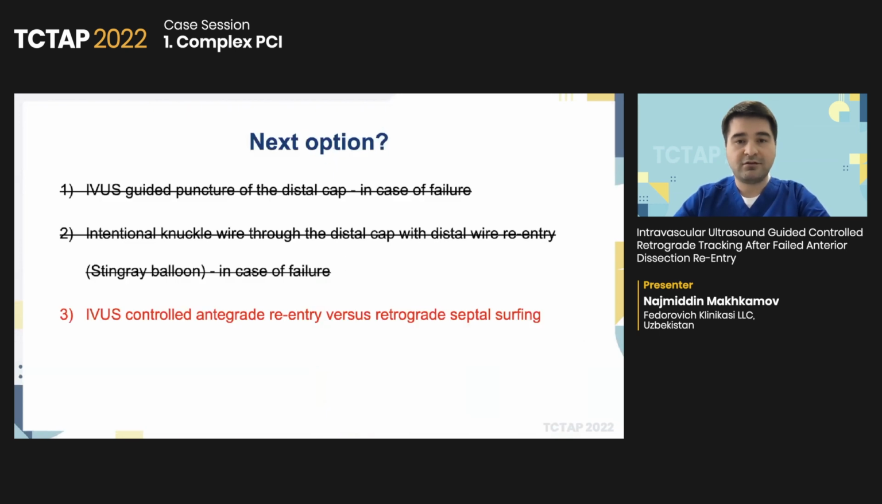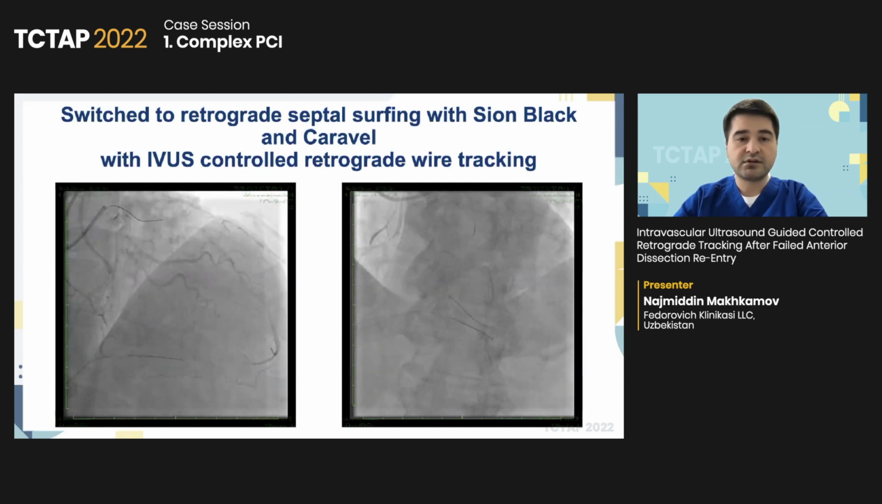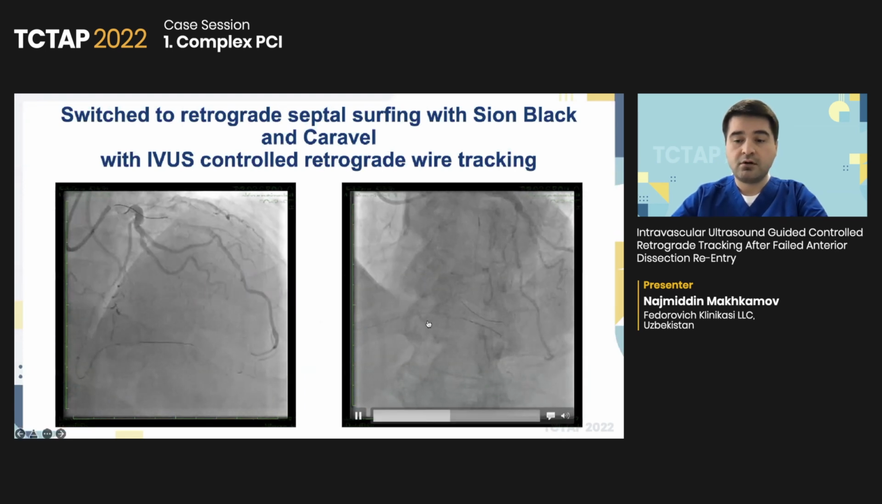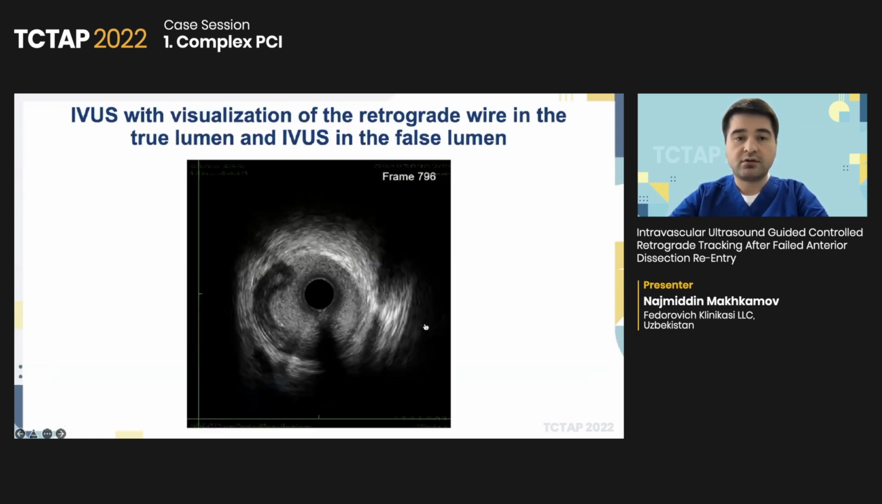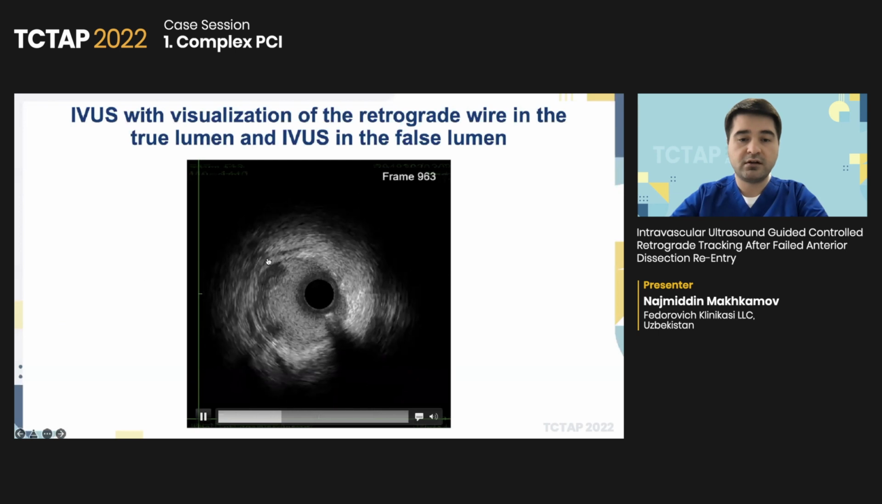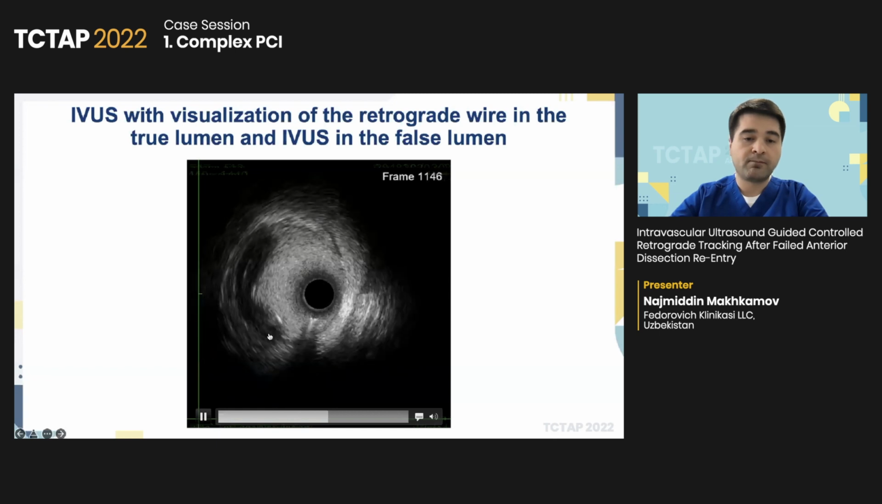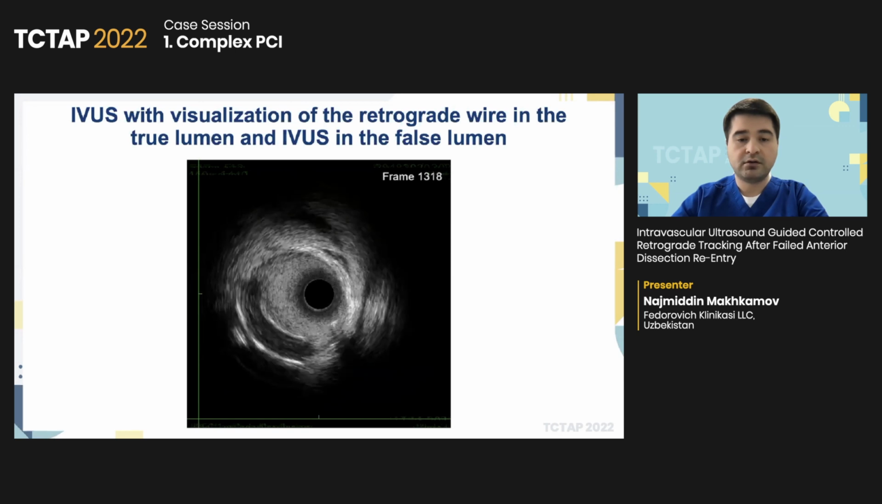So our last option was IVUS controlled antegrade re-entry versus retrograde septal surfing. So what we did, we switched to retrograde septal surfing with Sion and Caravel, with IVUS controlled retrograde wire tracking. We passed, as you can see, through the septum retrograde. And this is the IVUS with visualization of the retrograde wire in the true lumen, and IVUS in the false lumen. As we can see, here is the IVUS in the false lumen, and this is the true lumen. The retrograde wire from the end up to the apex is in the true lumen.